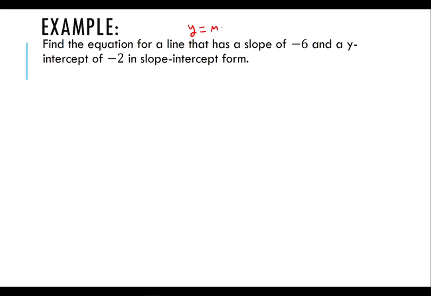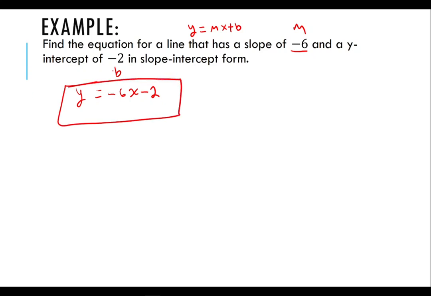Y equals mx plus b, where m is the slope and b is the y-intercept. So we then have y is equal to the slope, m is -6, and our y-intercept b is -2, so this is y equals -6x plus -2, which is really -6x - 2. And so that's the equation of the line that has a y-intercept of -2 and a slope of -6.